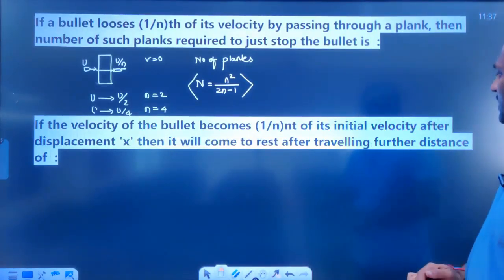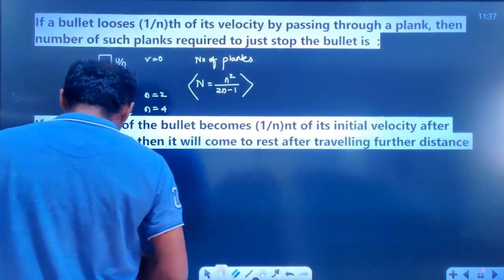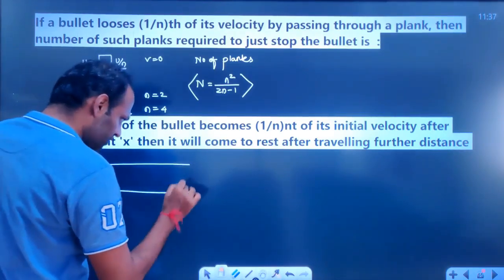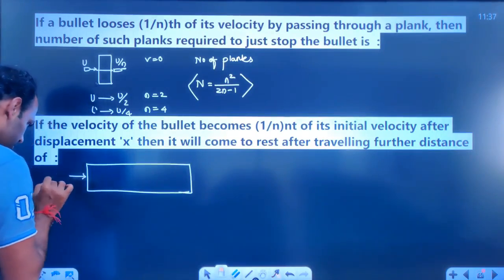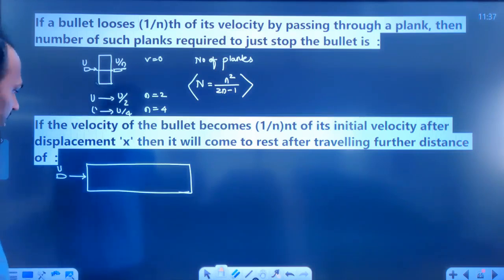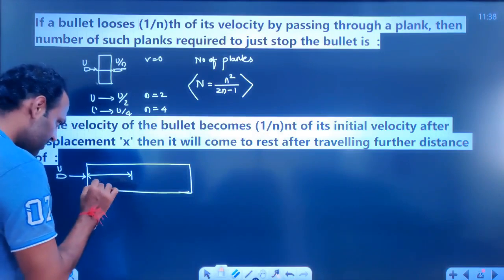will come to rest after traveling a further distance of... for example, let us take a wooden plank here. This is the wooden plank. You fire a bullet into this wooden plank whose initial velocity is u. It will travel a certain distance called x.